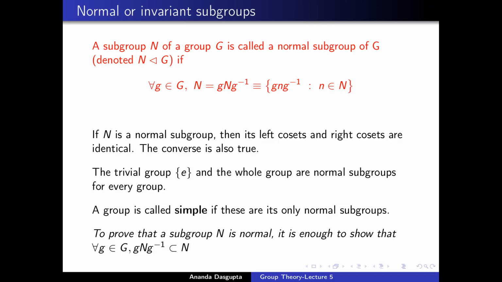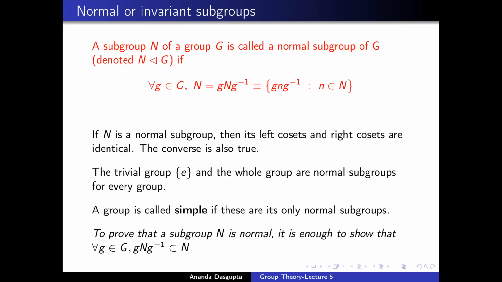Let us now take a look at a few examples of normal subgroups of some bigger groups. Our first example is the one with which we started today's lecture. We are considering the group S3, which is formally the set of all permutations of three objects.